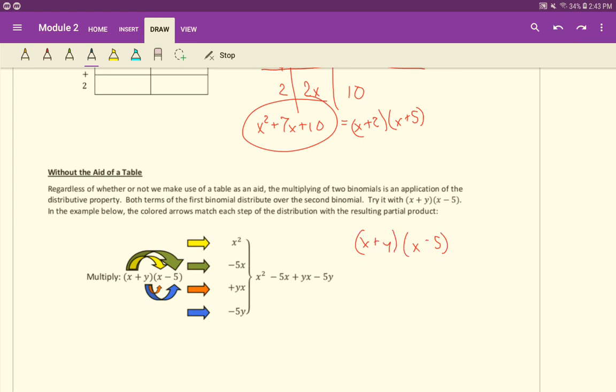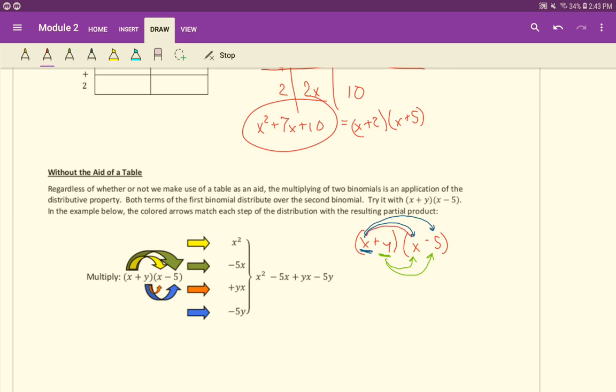So I'll use colors too. In other words, this x needs to multiply with this x and this negative 5. Likewise, this y needs to multiply with this x and this negative 5 in order to multiply correctly. So let's do those multiplications.